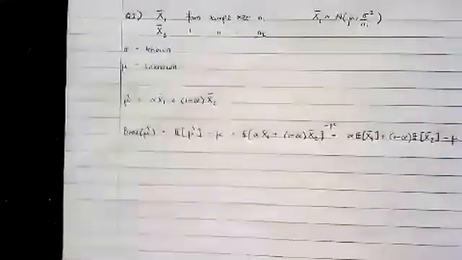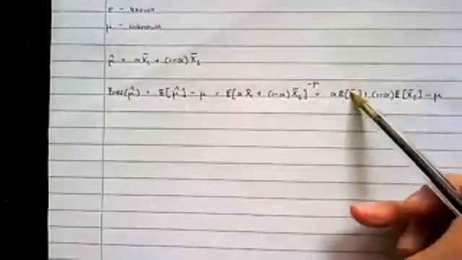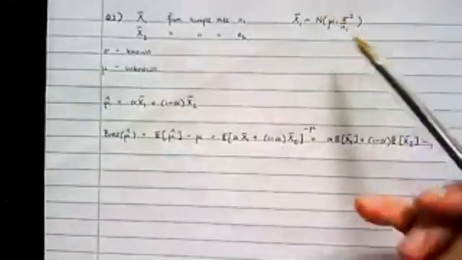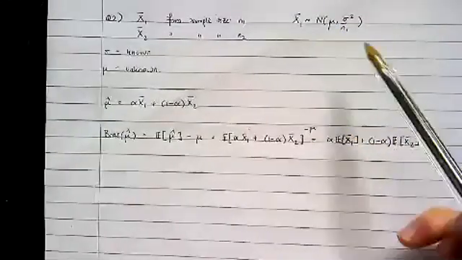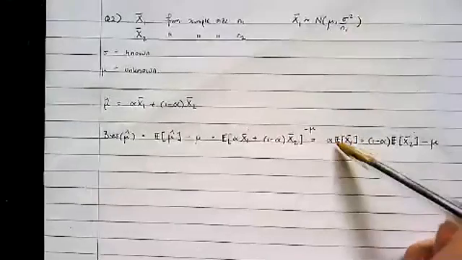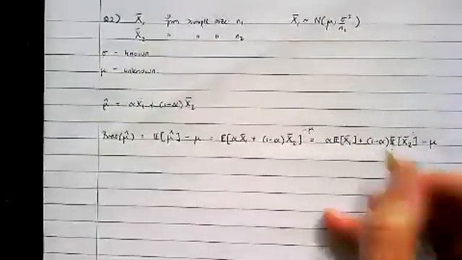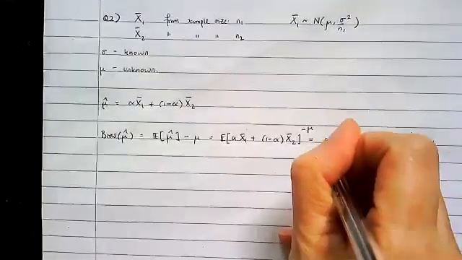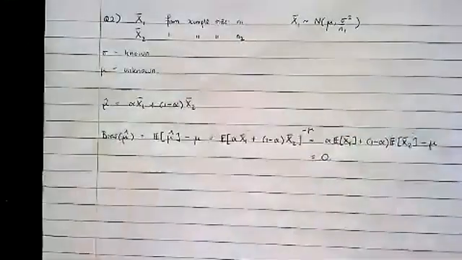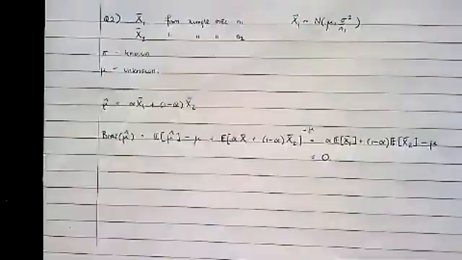Now, hopefully, you guys are happy with the notion that the expectation of x bar 1 is mu, and the expectation of x bar 2 is also going to be mu. So we're going to have alpha mu, 1 minus alpha mu, and minus mu, and altogether that's going to be 0. Okay.